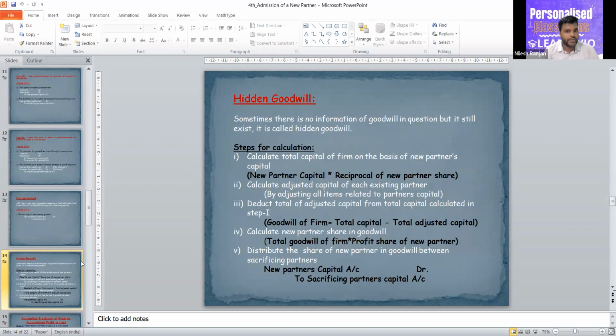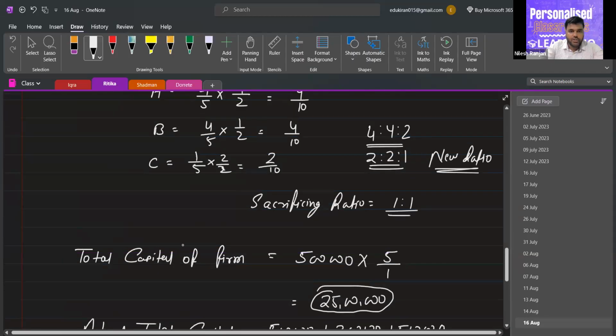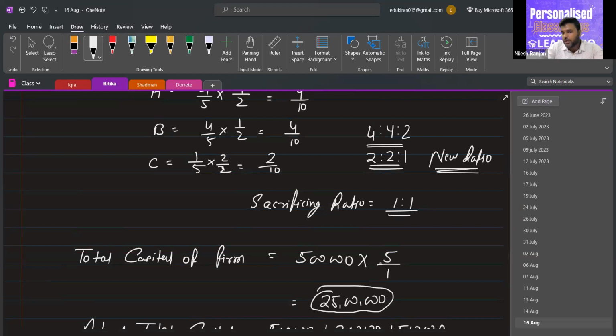The first step for calculation: calculate the total capital of the firm on the basis of the new partner's capital. Whatever the new partner's capital given in the question, we will multiply it by the reciprocal of his profit share. In the current solution, we have done the same: 5 lakh into the reciprocal of the new partner's share. His share was 1 by 5, and we multiplied it by the reciprocal of the share, 5 by 1.